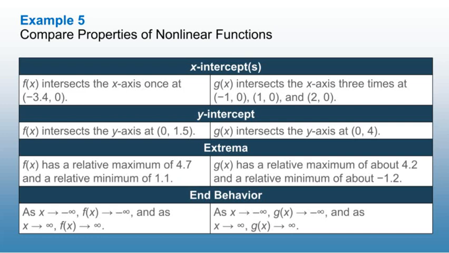The extrema: the relative maximum for f of x is 4.7, and the relative minimum is 1.1. G of x has a relative maximum of about 4.2 and a relative minimum of about negative 1.2. So f of x has a higher relative max, and g of x has a lower relative minimum. And if you compare the two end behaviors, you can see that they are the same.